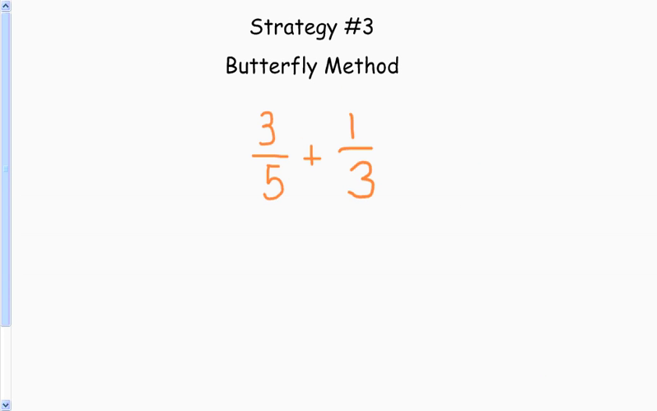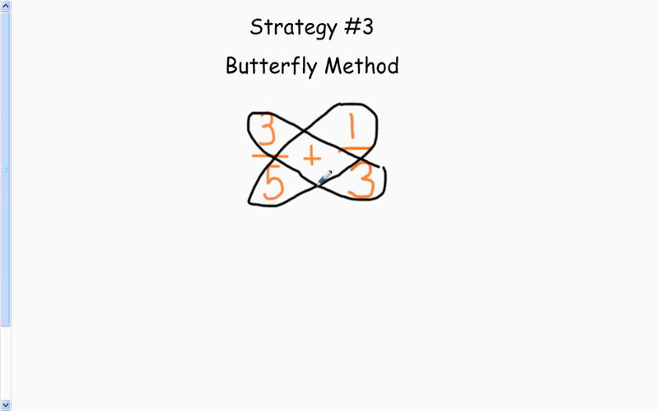And for now, we're going to end with our third strategy, which is the butterfly method. This one is a lot like cross multiply when we were comparing fractions, except we have to add a few more steps. So if you remember, you want to make sure you give yourself enough space and write your fractions big enough to have room to work with your addition and multiplication. We're going to go ahead and loop our numbers together, just like we're cross multiplying. And remember that we multiply up. So 5 times 1 gives me 5. 3 times 3 gives me 9.